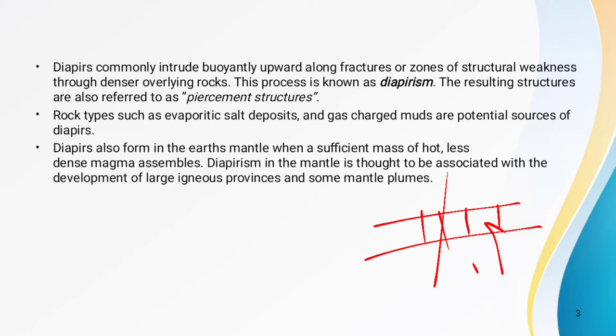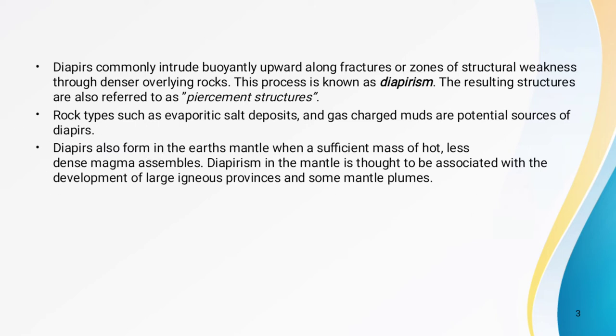The rock types such as evaporitic salt deposits, gas-charged mud, and potentially others are the potential sources of diapers. So what are the sources of diapers? Salt deposits and muds are the major sources for diaperism to occur in a place. Diapers also form in the earth's mantle when a sufficient mass of hot, less dense magma is assembled.